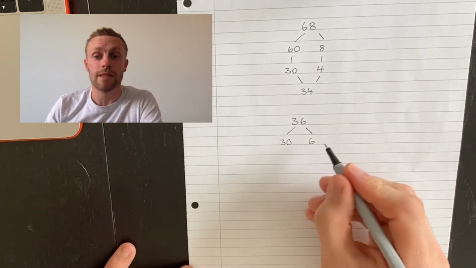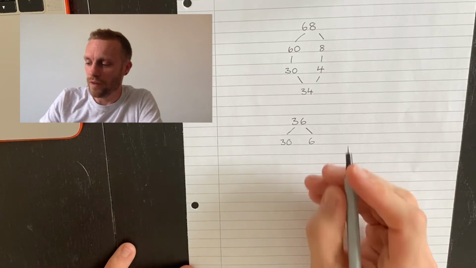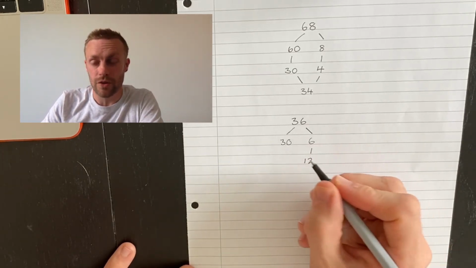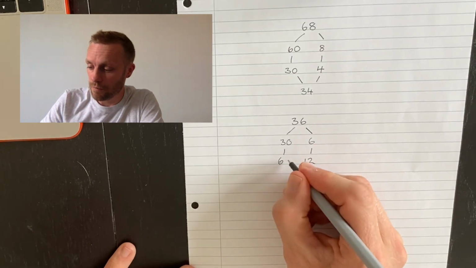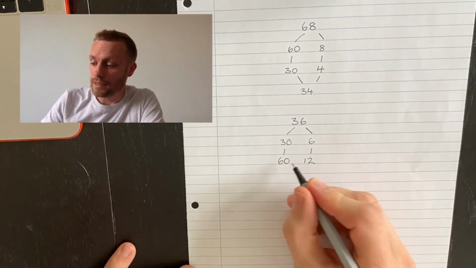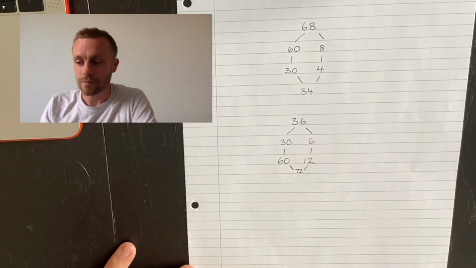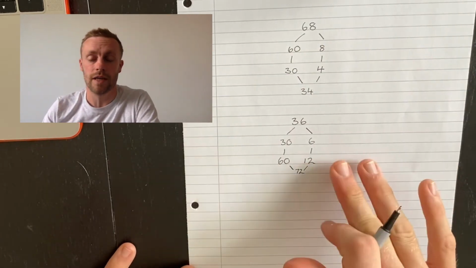What I need to do now is double each one individually. So if I double 6, I get 12. Double 3 is 6. Double 30 is 60. Put them back together. 60 add 10 is 70. Add the 2 is 72. So that's how to use the halving and doubling diamond.